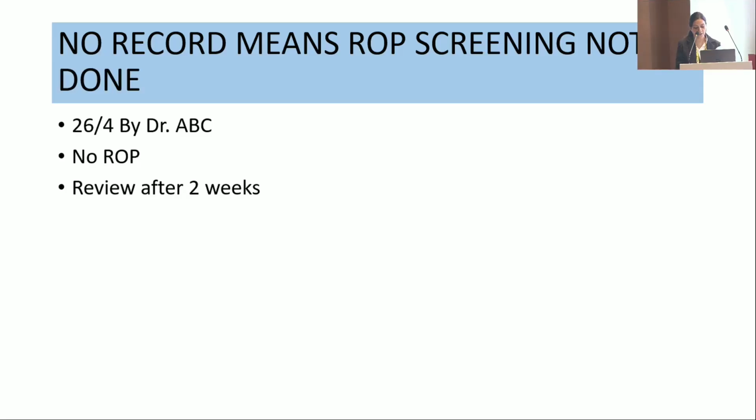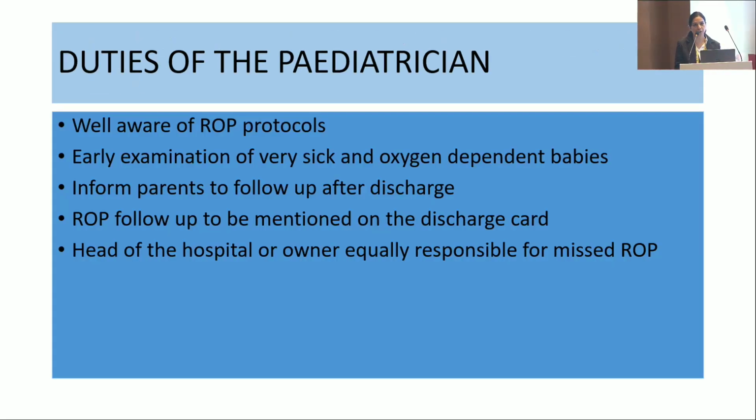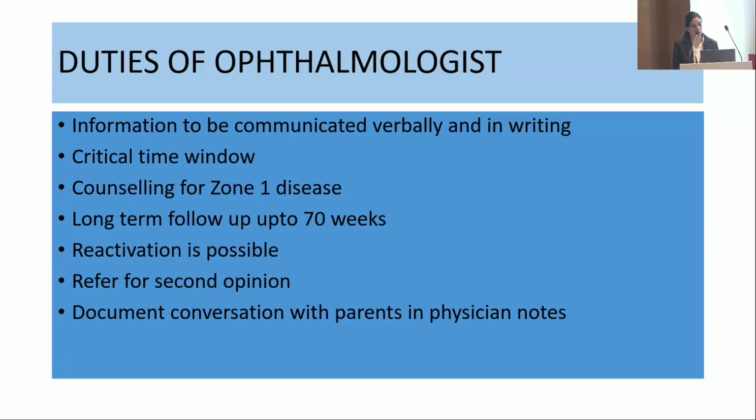So it is very important that whenever any ophthalmologist receives a call for ROP screening, the pupil should be dilated, and it should be done with the speculum and with indirect ophthalmoscopy. We cannot do it with the direct ophthalmoscope, and undilated ROP screening should not be done in any case. ROP follow-up is to be mentioned on the discharge card clearly with the date. The head of the hospital and the owner are equally responsible for a missed ROP. So the duty of the ophthalmologist is that information should be communicated verbally and in writing, in the language which they understand.